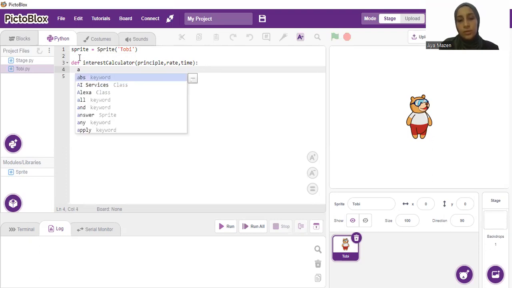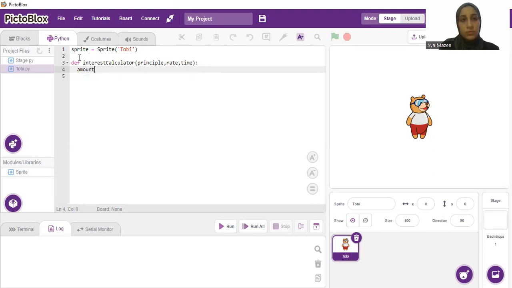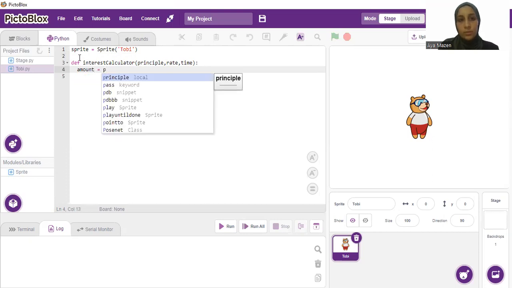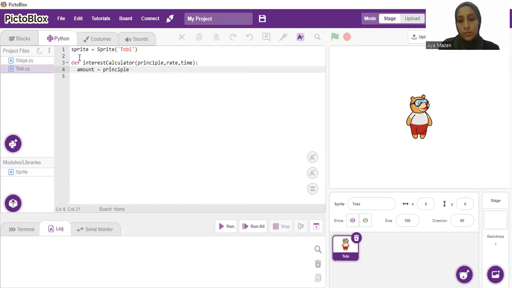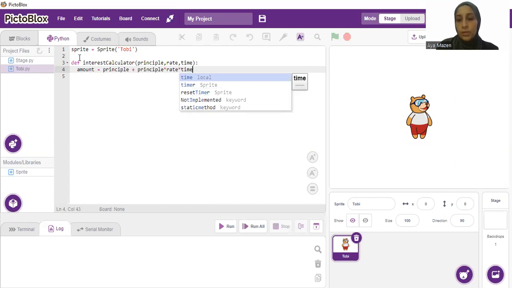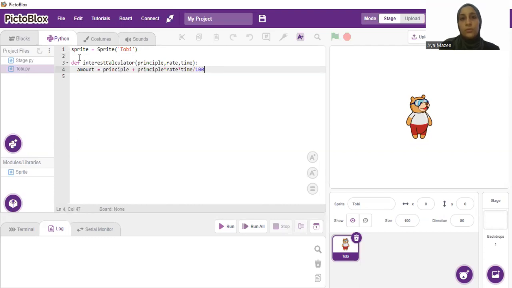Let's create a variable, name it amount of the interest, equals principal, the fixed principal, plus the principal multiplied by the rate multiplied by the time for depositing the money, and all of that will be divided by 100. After that, let's write this line that will give us the output of this equation, and it will give us the amount.